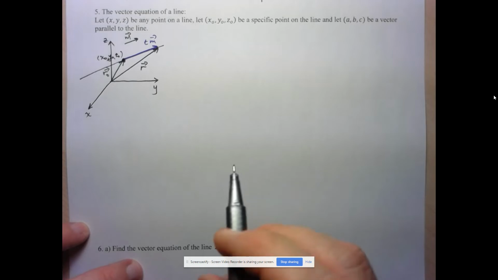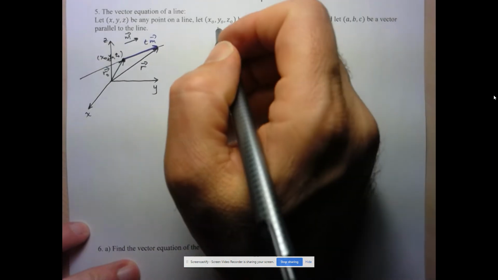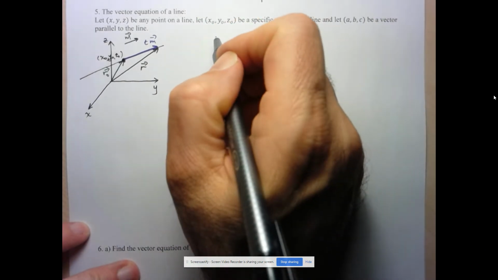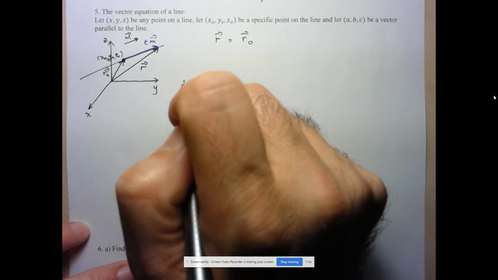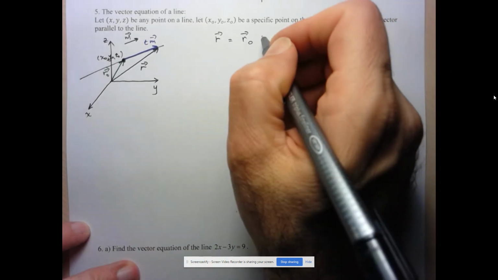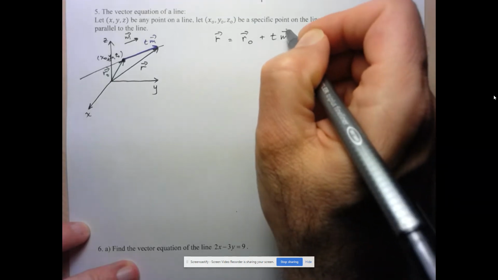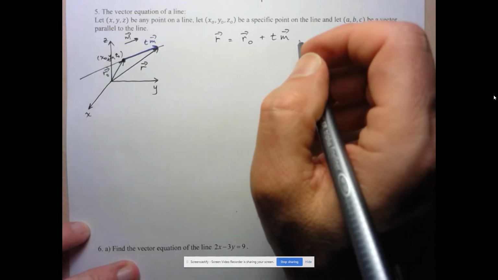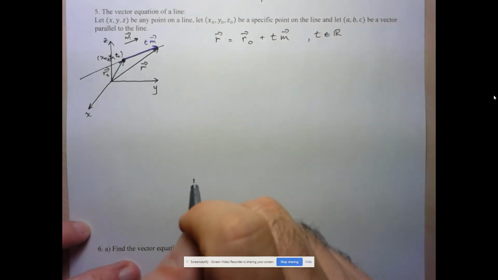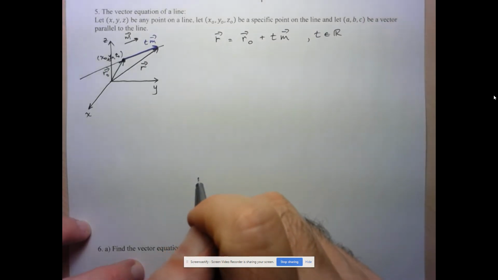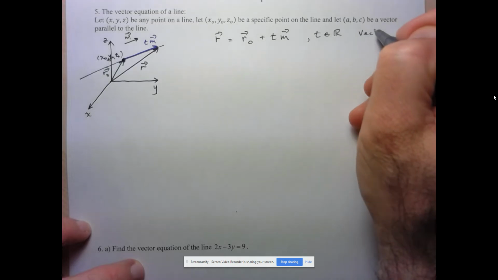All right, so let's write this all out. The equation of the line, as before, is given by vector r is equal to the vector r naught, so the vector to a given point on the line, plus some multiple t of this direction vector. And here t can take on any real number.